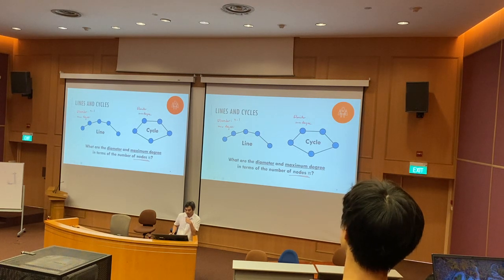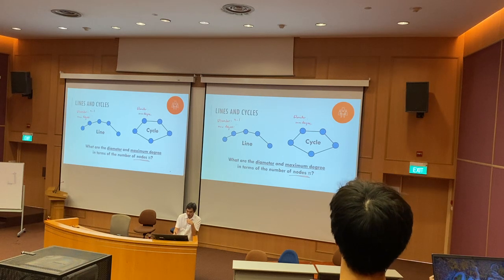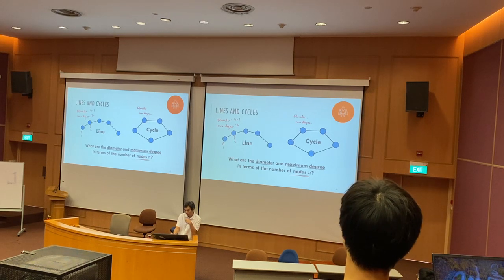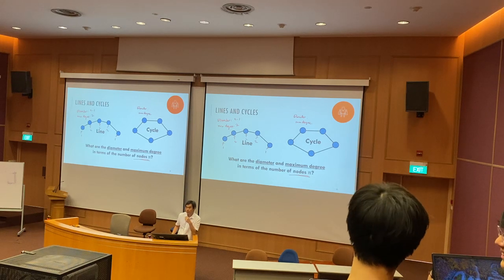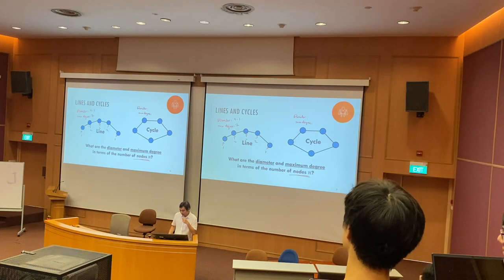How about the max degree? What is the max degree of a line? 2. You look at all your nodes and you say, what's the degree of this one? 1. What's the degree of this one? 2. And all of the middle ones have a degree of 2, except for the ones at the end, which have degree 1. So you take the maximum of these, which is 2. Alright, let's move on to the cycle. What is the diameter of a cycle?